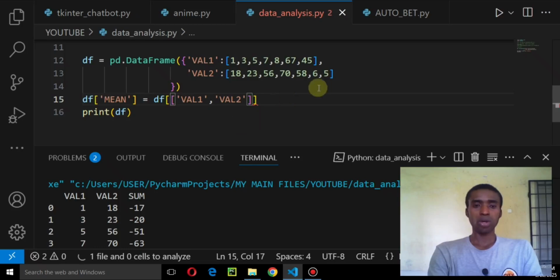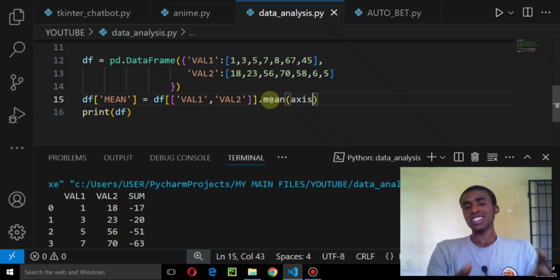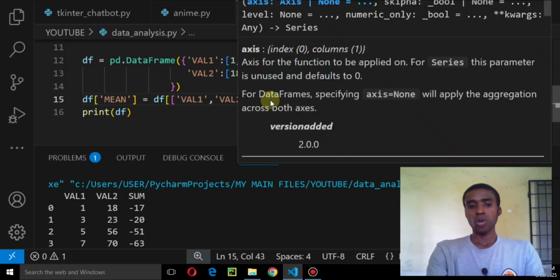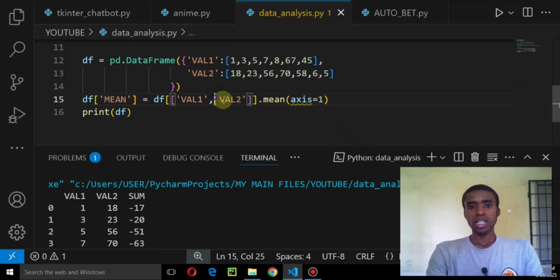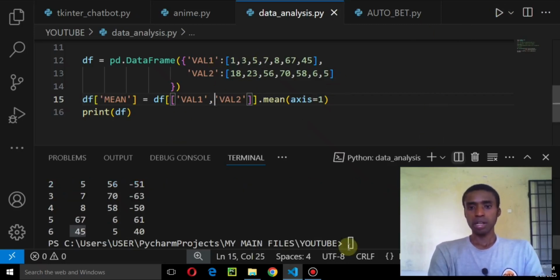This is like what we did here, just selecting the two columns together. What we are going to do next is the mean, as simple as that. Since it's for the columns, we are going to set the axis to 1. In case you want to do it for the rows, you need to set the axis to 0. So let's run this and see what we have.